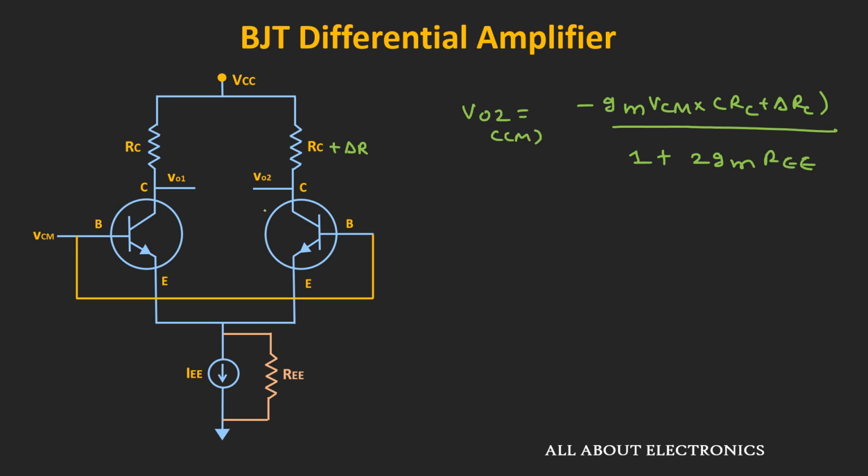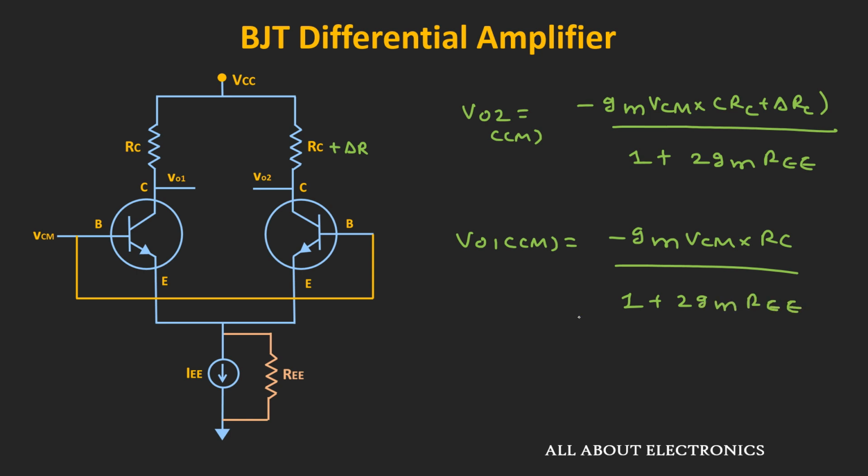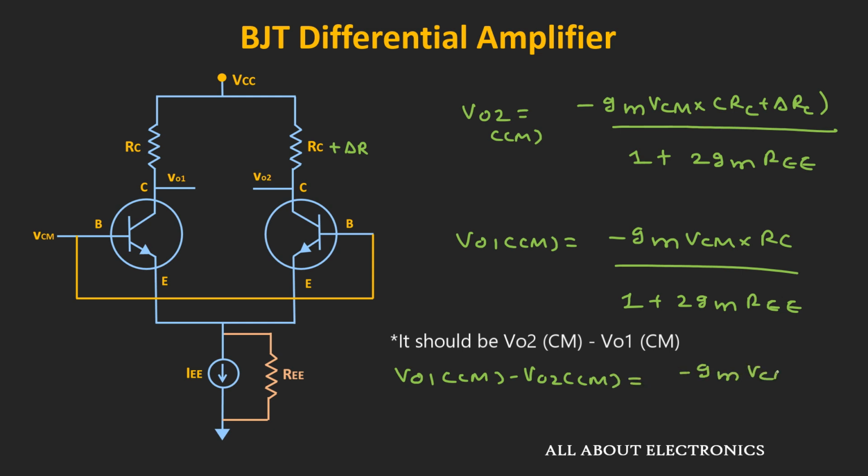Let's denote it as VO2 CM. Similarly, the change in the output voltage VO1, or VO1 CM, is equal to minus GM times VCM times RC divided by 1 plus 2 GM times RE. Or if we see the differential output voltage, that is VO1 CM minus VO2 CM, that is equal to minus GM times VCM times delta RC divided by 1 plus 2 GM times RE.